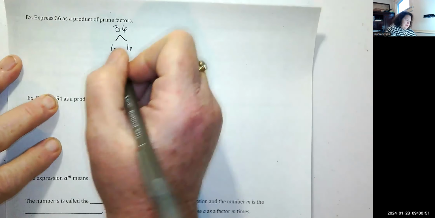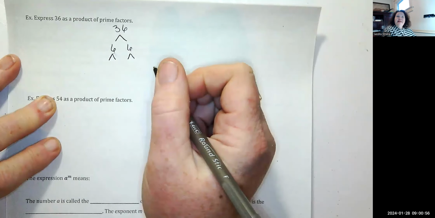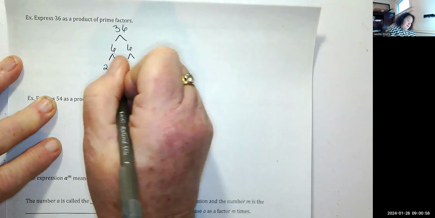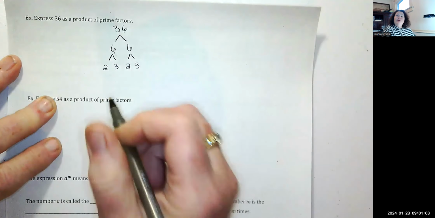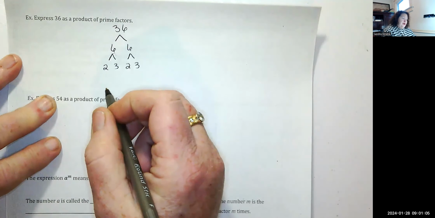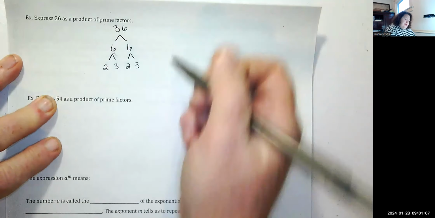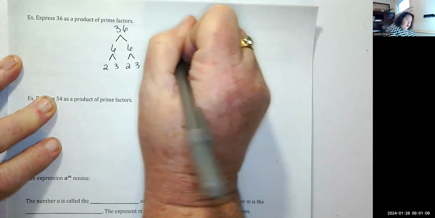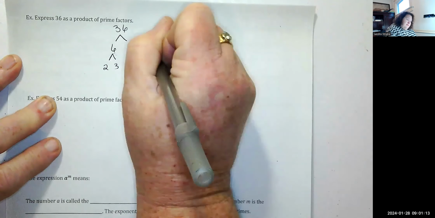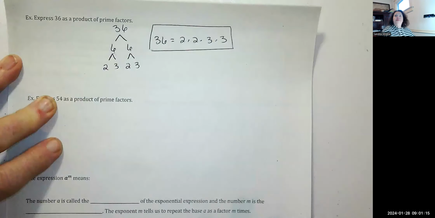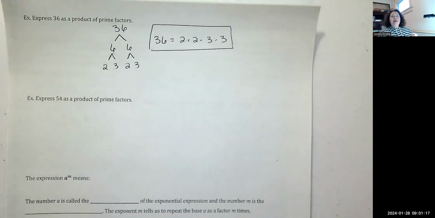Break them up. What 2 numbers multiply together to give us 6? 2 times 3. So this one has 2 times 3 as well. These are all prime numbers. So the prime factors for 36 are 2 times 2 times 3 times 3. Take it as low as you can go.